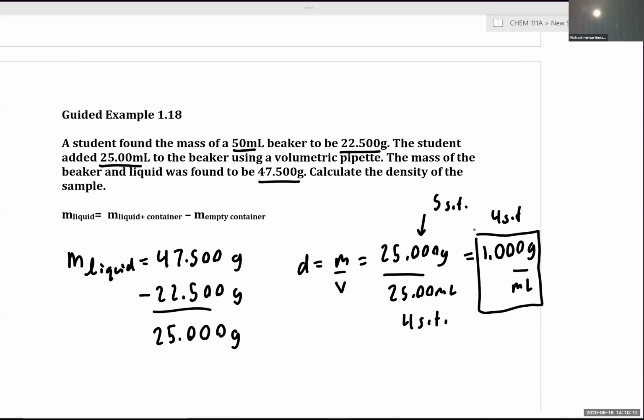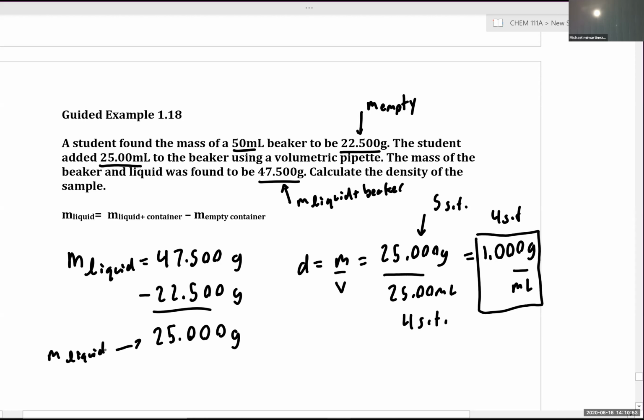Does this example make sense to everyone? No, why are we subtracting 47.500 minus 22.500? Because we have the mass of the empty beaker. So this is the mass of our empty beaker, and the mass of our liquid plus beaker is 47.500. So you can figure out the mass of the liquid in order to calculate the density by taking the mass of the beaker plus the liquid minus the mass of the empty beaker. So this in turn gives us the mass of the liquid.